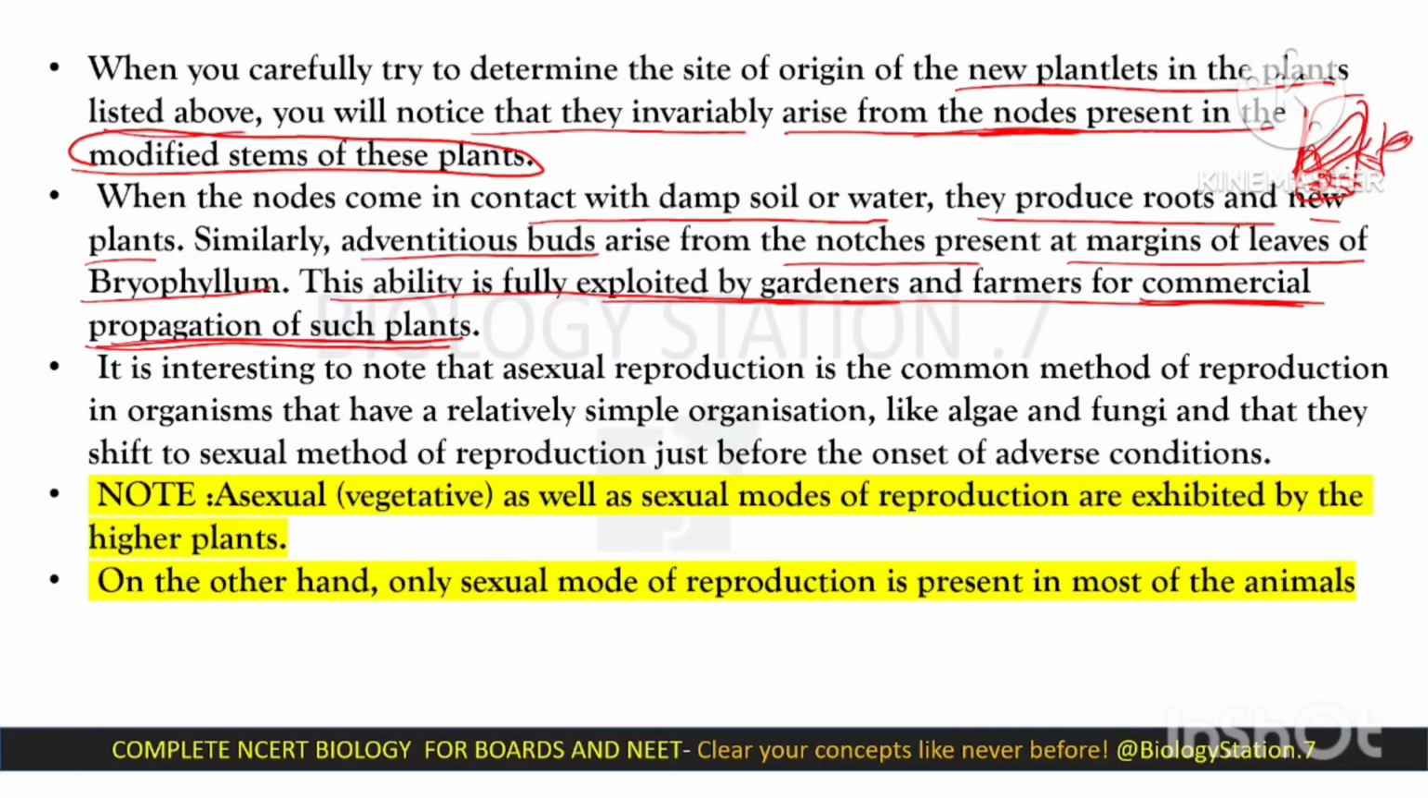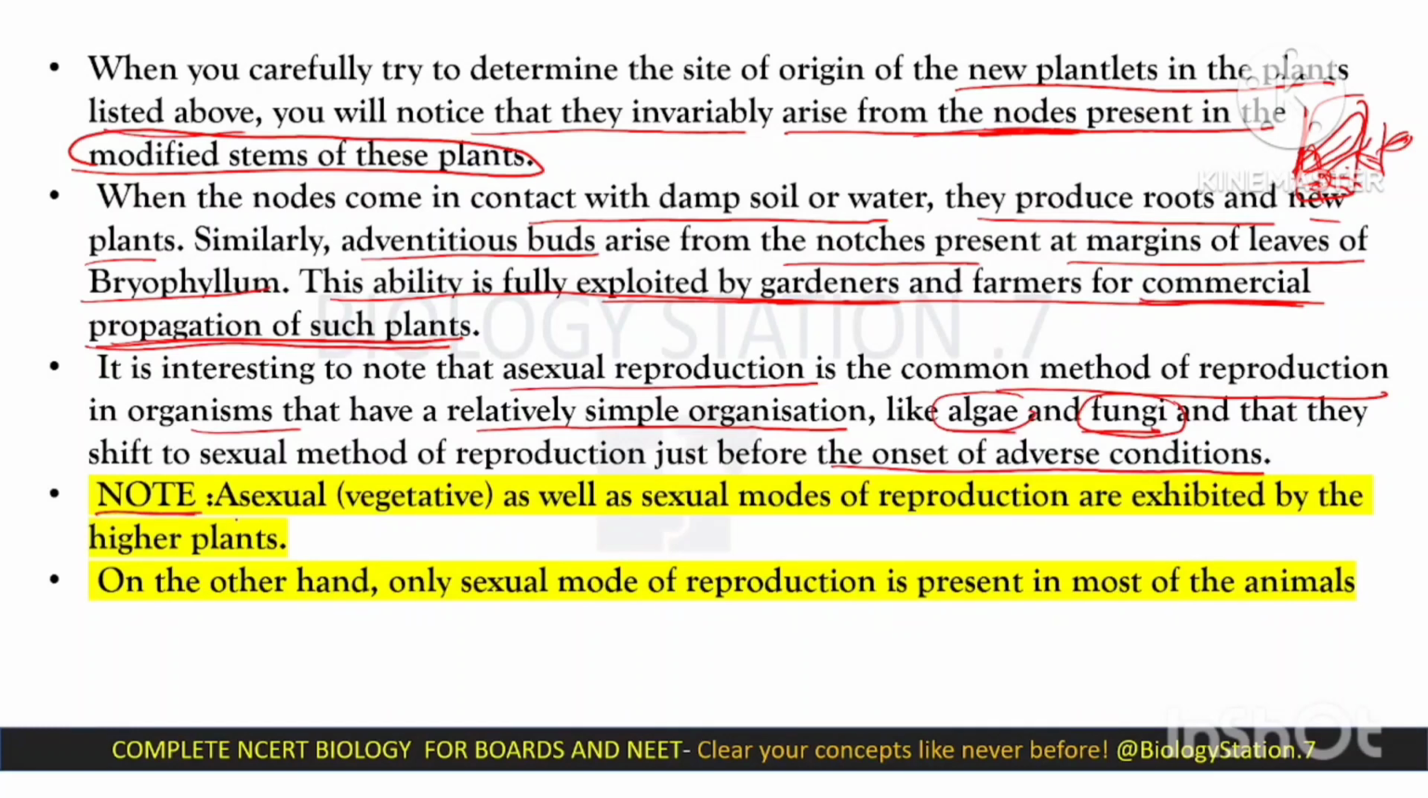It is interesting to note that asexual reproduction is a common method of reproduction in organisms that have relatively simple organization like algae and fungi, and then they shift to the sexual mode of reproduction just before the onset of adverse conditions. Whenever there is a favorable condition, these small organisms like algae and fungi undergo asexual reproduction. But if there is an unfavorable condition, then these small organisms have to shift to the sexual mode of reproduction. Why? We'll see it later, in the second part.